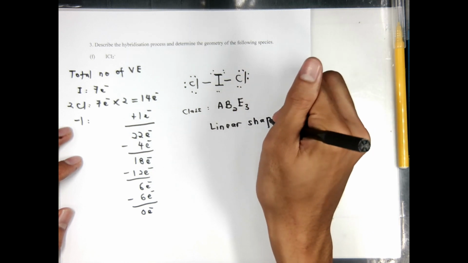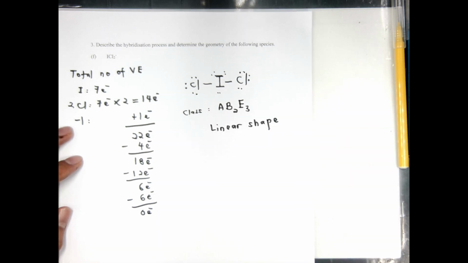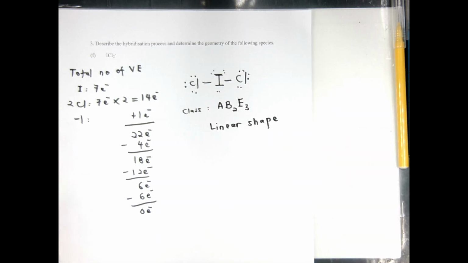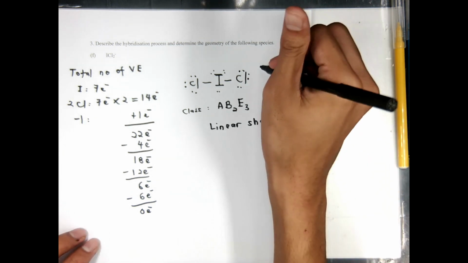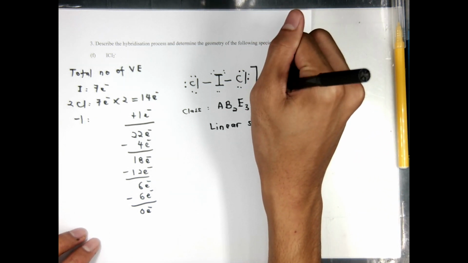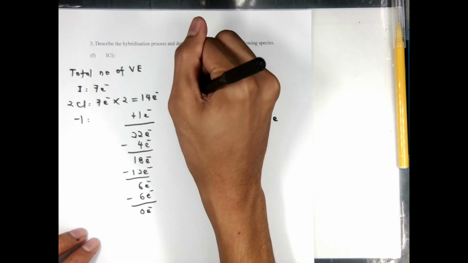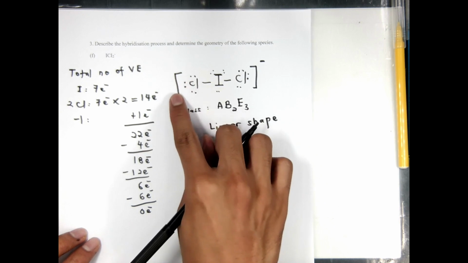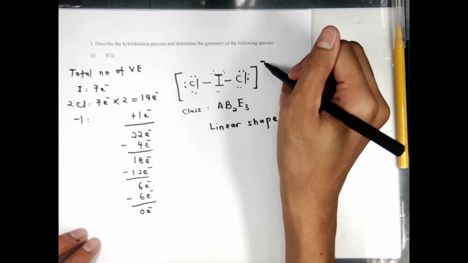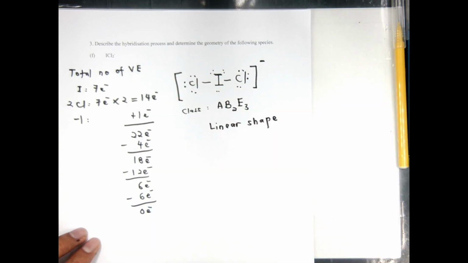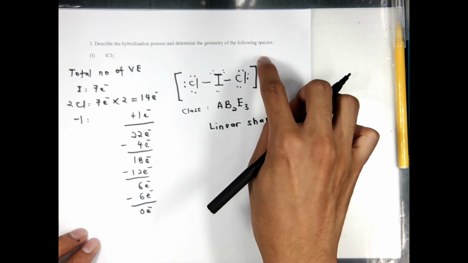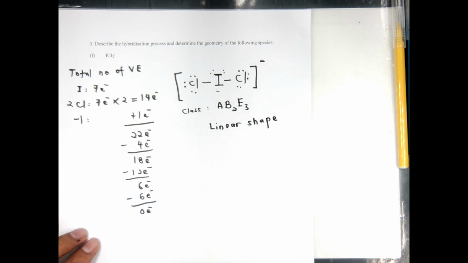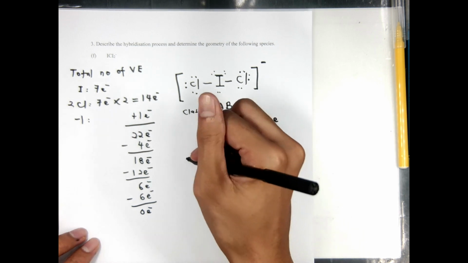Before I go any further, did I miss anything out? Some of you might have spotted it. I cannot leave the structure without putting the negative charge, because the species has a negative charge. So I have to bracket everything and put a negative charge here. You might be wondering how the negative charge comes into the species. In order to understand that, we need to calculate the formal charge.